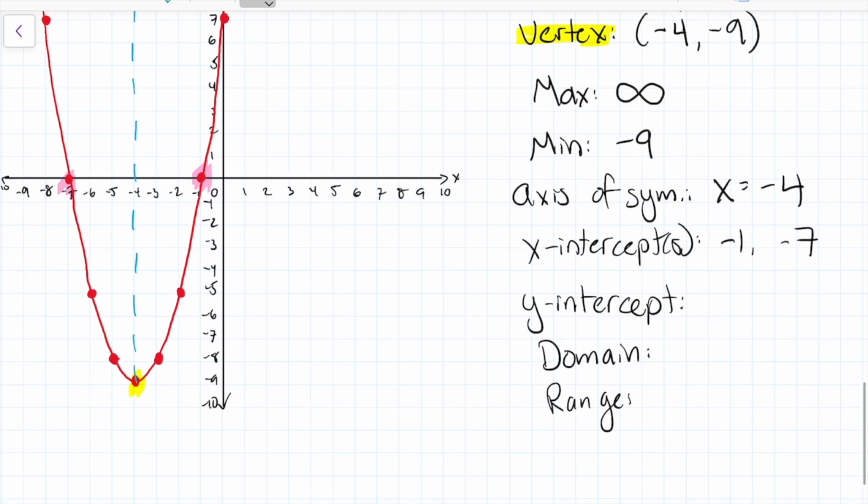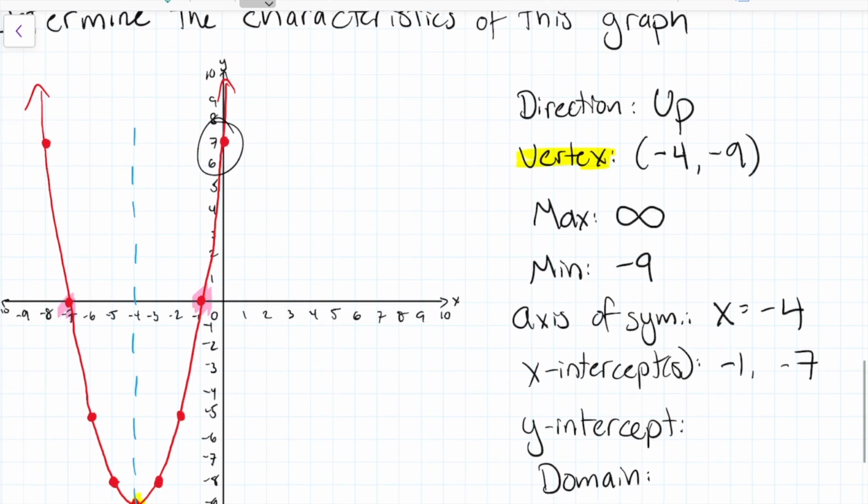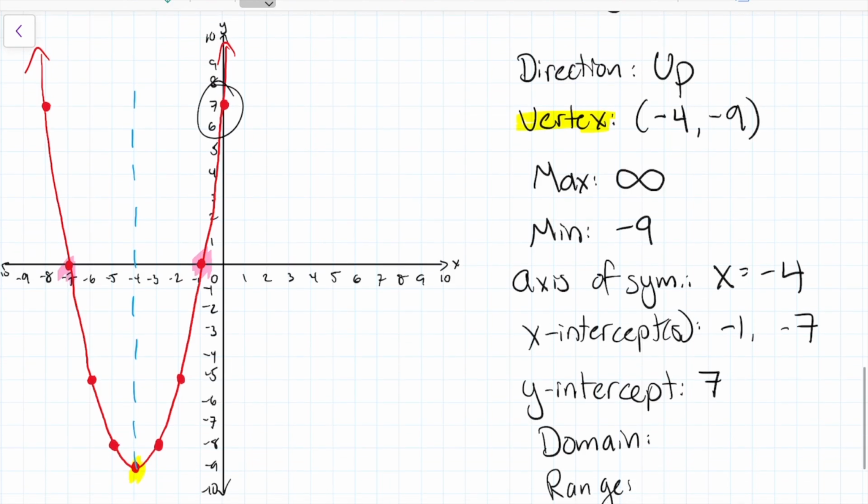Our y-intercept is this point right there. So that's just at y equals 7. So you can write it as 7 or as a coordinate. It's up to you. Domain is all real numbers again.